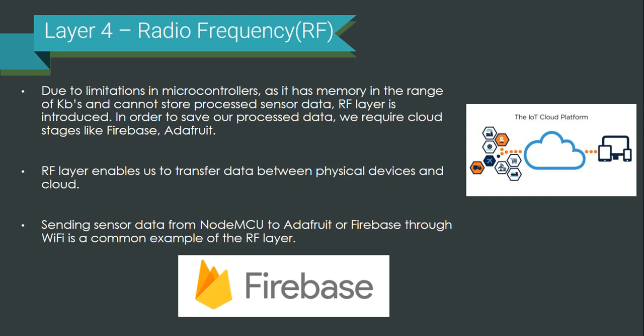So we will have to store the data onto the cloud most of the time, like Firebase or Adafruit. This RF layer will enable us to transfer the data between the physical devices and the cloud. Sending the sensor data from NodeMCU to Adafruit or Firebase through Wi-Fi is a simple common example that we can cite right now. We are going to present an example at the end of this session which is going to help you understand the complete flow with ease.